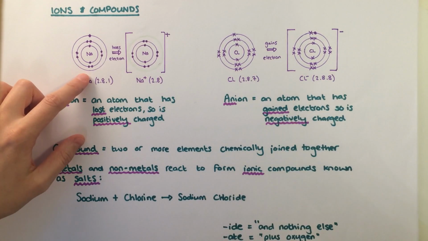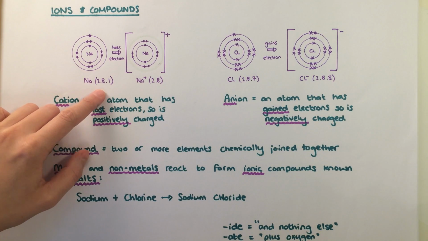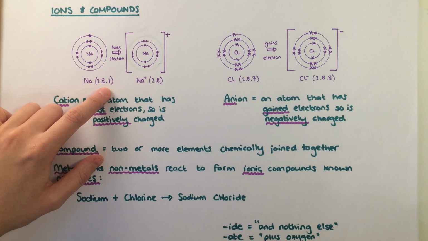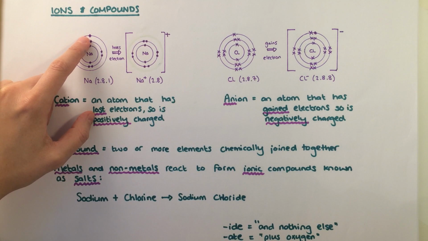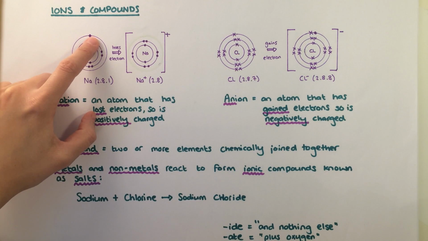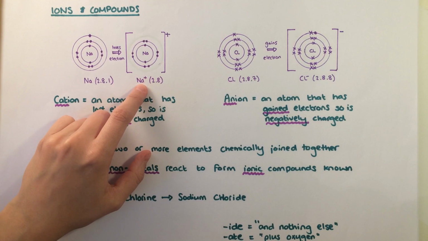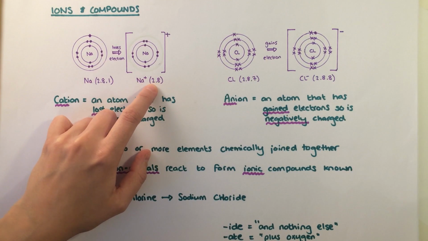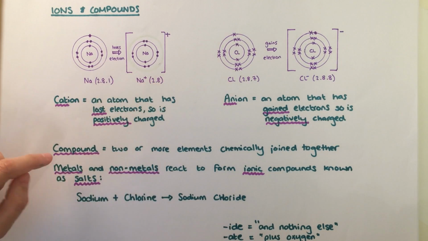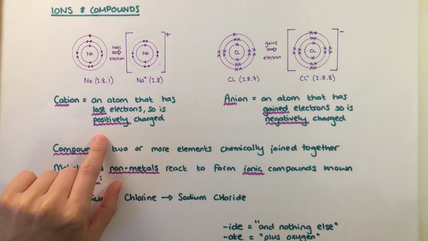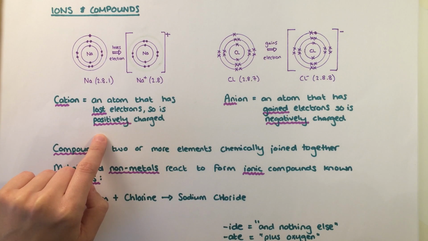For example, sodium has atomic number 11, meaning it has 11 protons and 11 electrons. The electron arrangement is 2, 8, 1. If it were to lose the electron from its outer shell, we would call it a sodium ion, written Na+, and it would now have 2 full shells. Ions that are positively charged are known as cations.